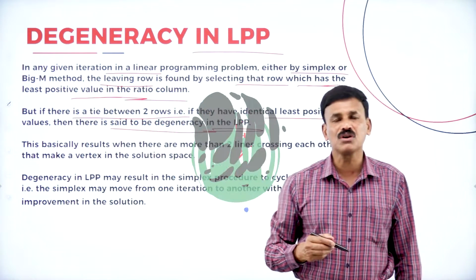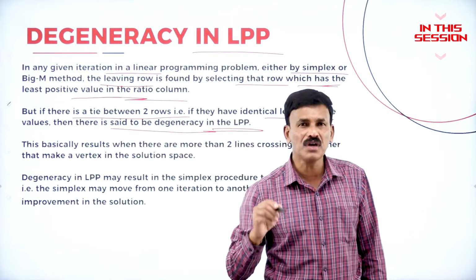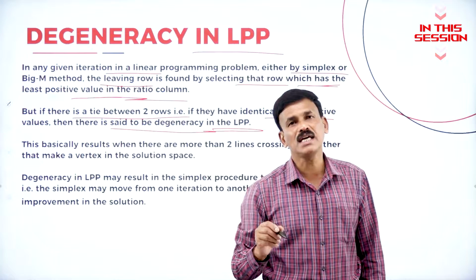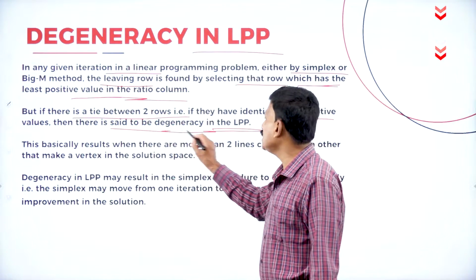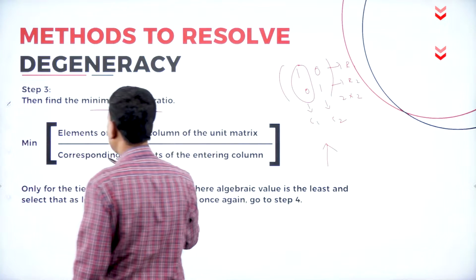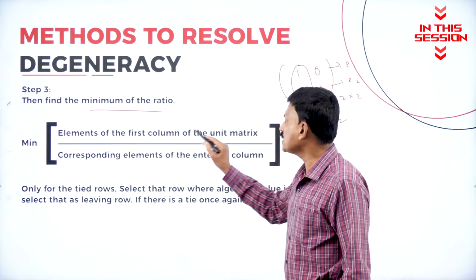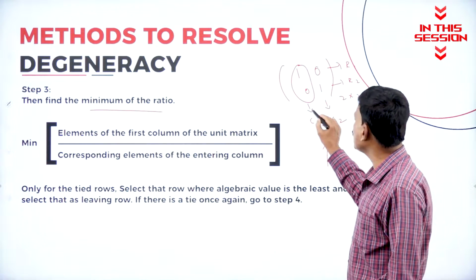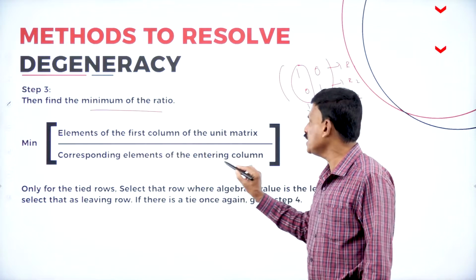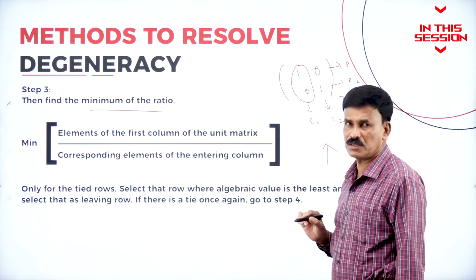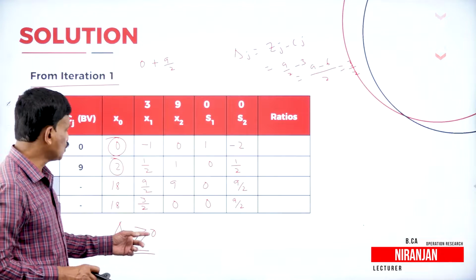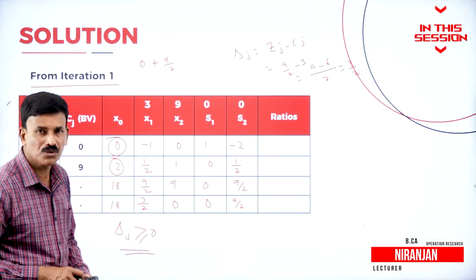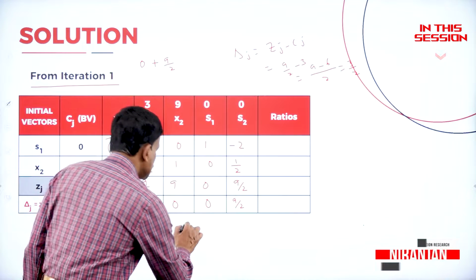If in the ratio column you find two values are the same, then the LPP is said to be degenerate. The minimum value is given by the elements of the first column of the unit matrix divided by the corresponding elements of the entering column. All the values in delta J are greater than or equal to 0. That means all the values are positive. Hence optimality is reached.